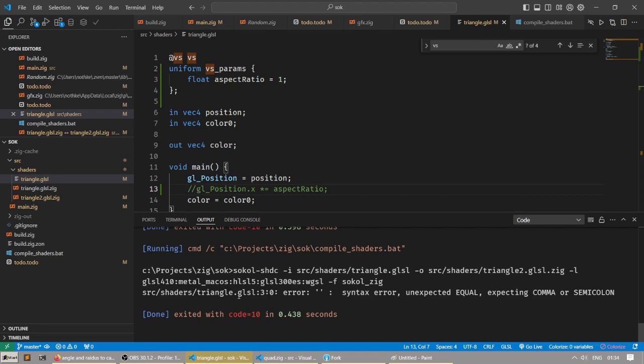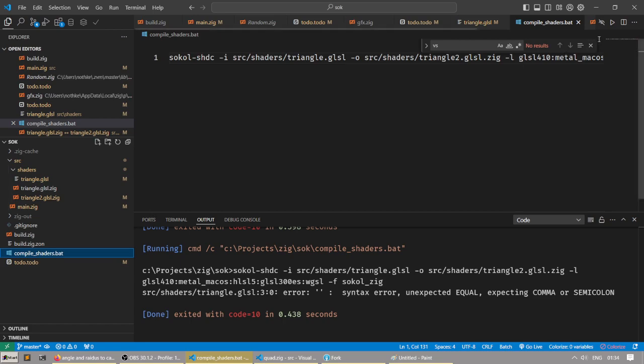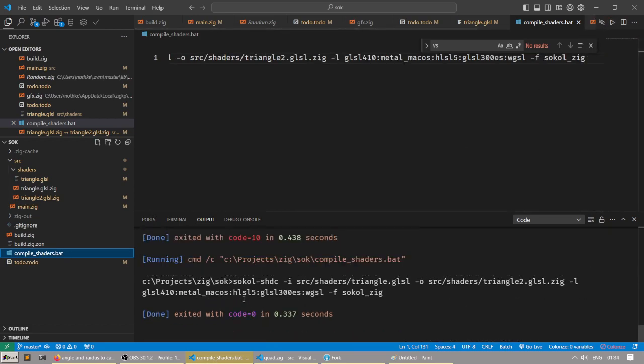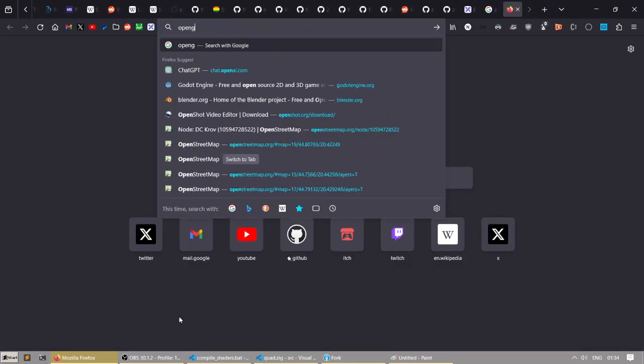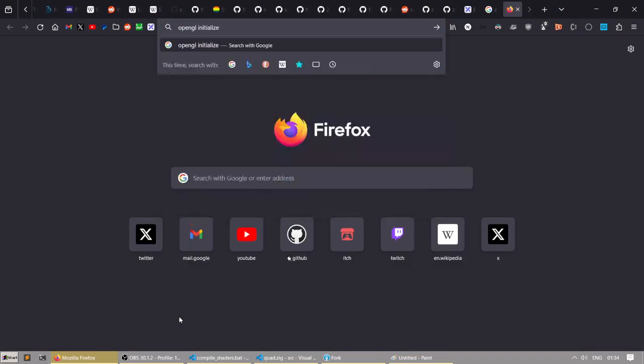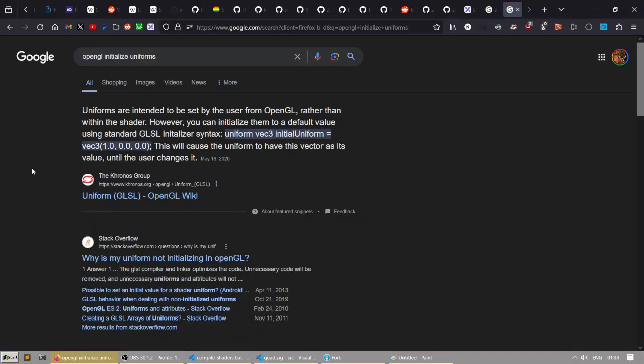And that is in GLSL 3, which is here. Interesting. So I don't think initializing is actually allowed. So this compiled correctly. Okay, let's see. OpenGL initialize uniforms. Can you initialize uniforms?